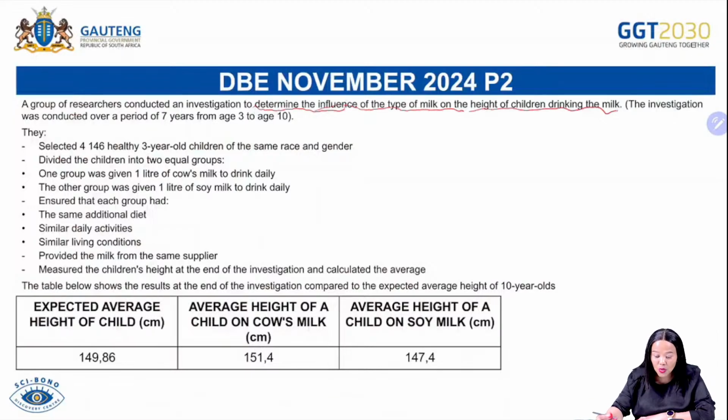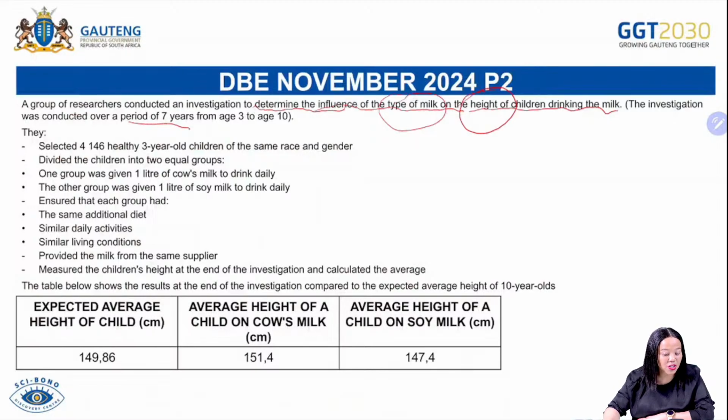So in your aim, that's where you need to ask yourself, where are my variables here? We are talking about the type of milk. We're also talking about the height. Then let's carry on with the investigation, reading the investigation. The investigation was conducted over a period of 7 years, from the age of 3 to the age of 10. Let's have a look now at the procedure that was used.